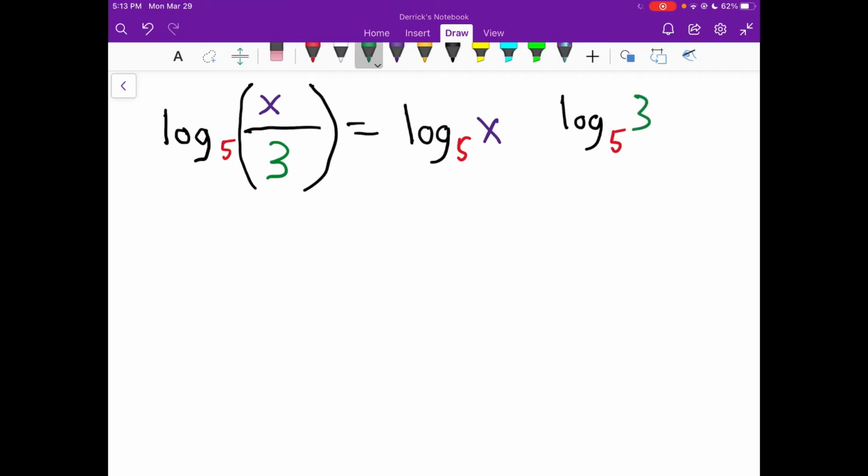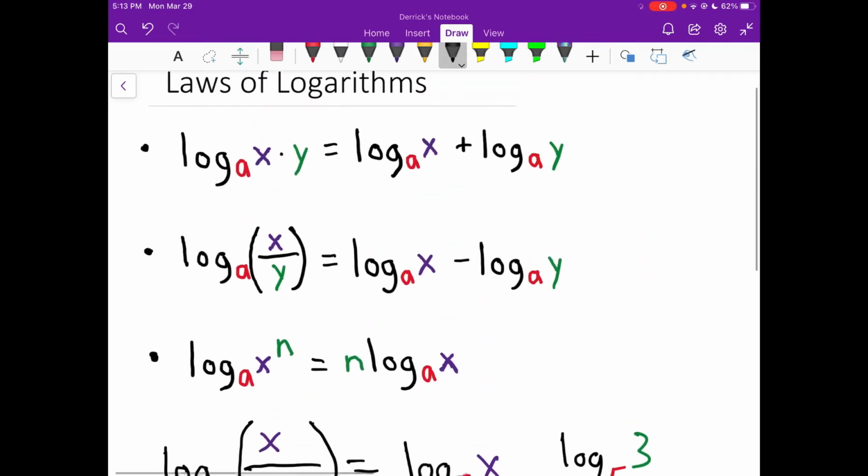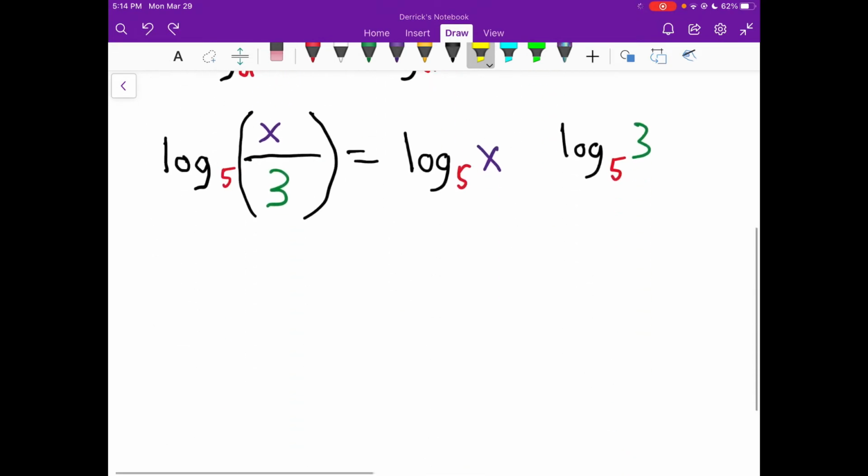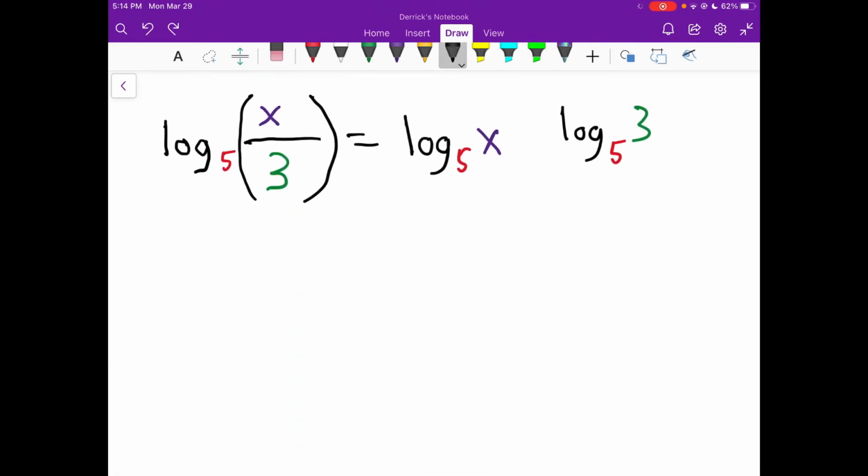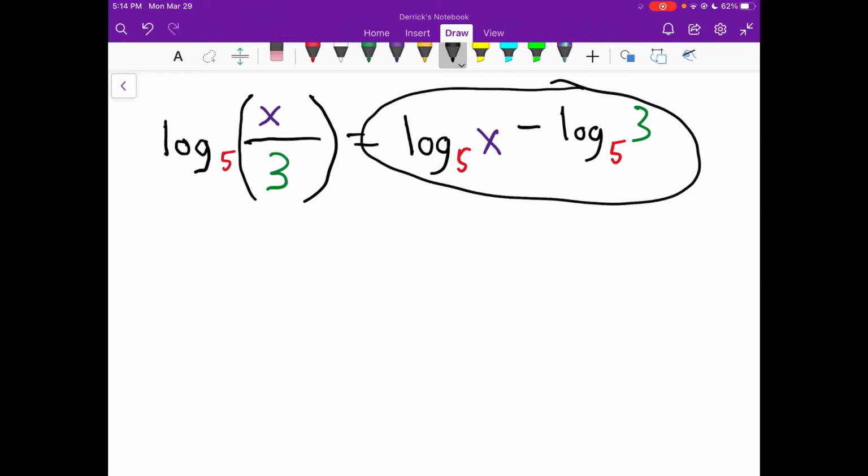The question is just what the operation between them should be. And if we look back at our second law, we will see that when we have division, that ends up expanding and changing into subtraction. So this should be a minus in between these two logs. And that would be all you'd have to do to expand that expression.